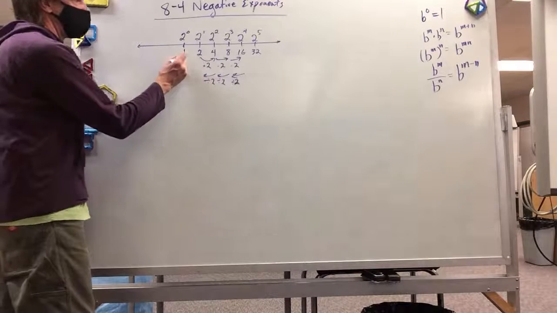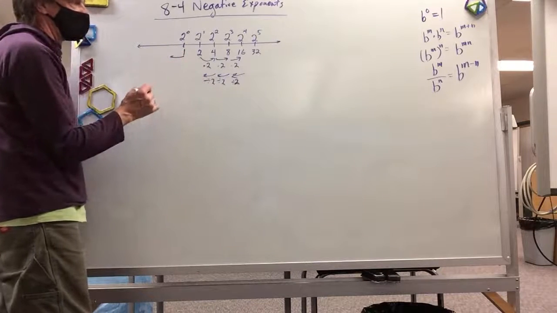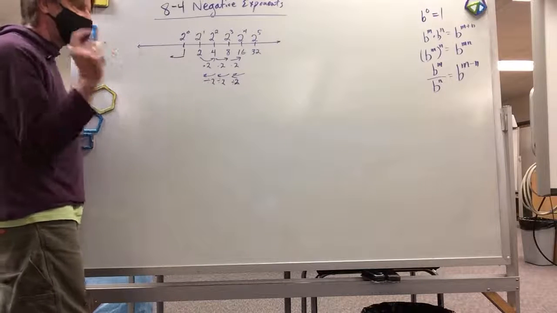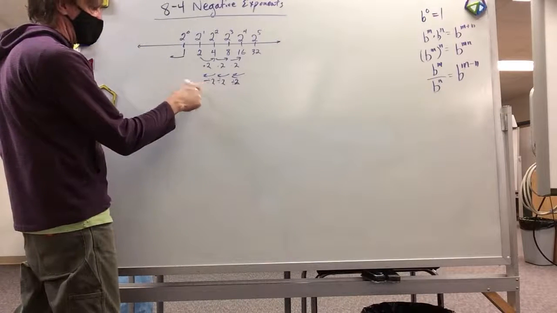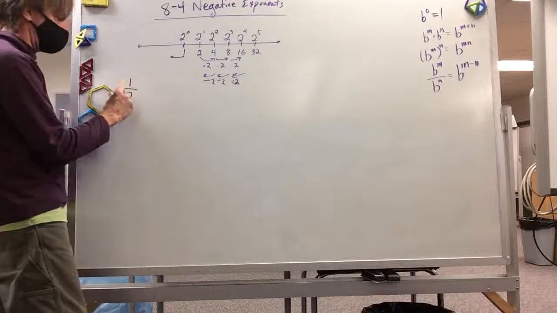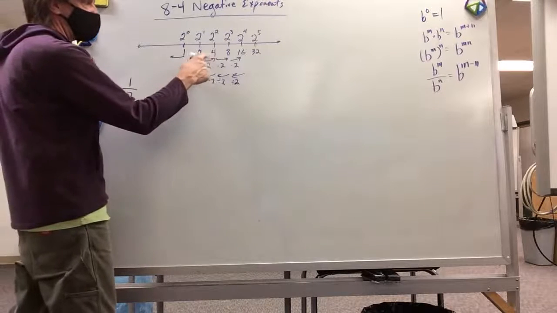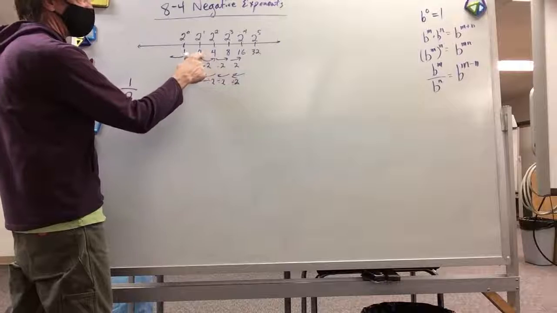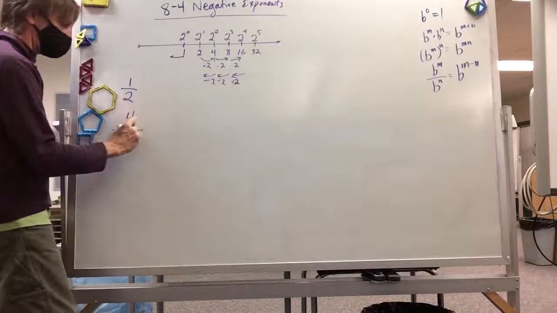What's 1 divided by 2? It's 1/2. And that's how I want you to think of division. Think of it like this, 1 divided by 2. And as we move to the left, when we went from 4 to 2, we could think of that as 4 divided by 2.